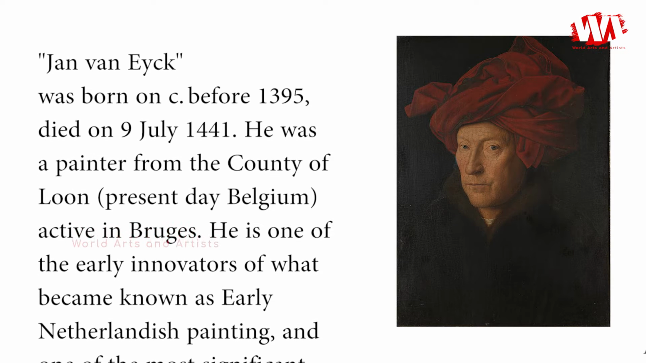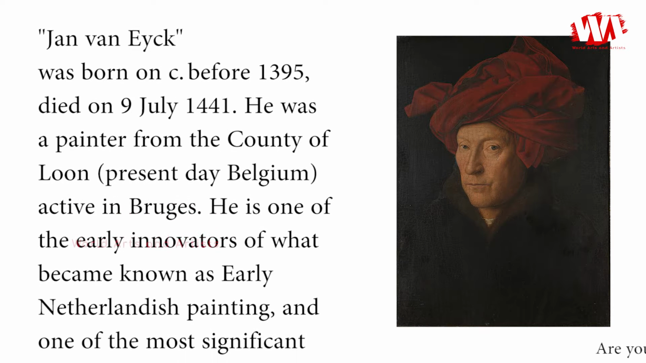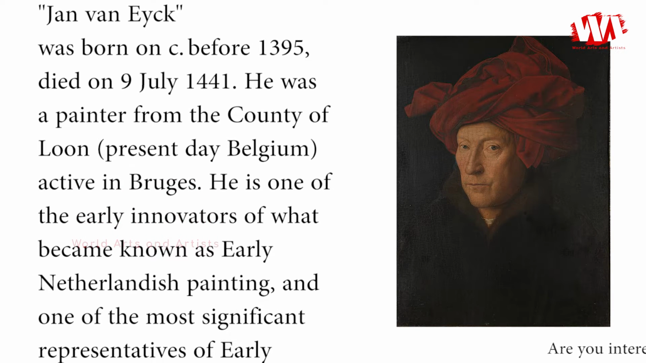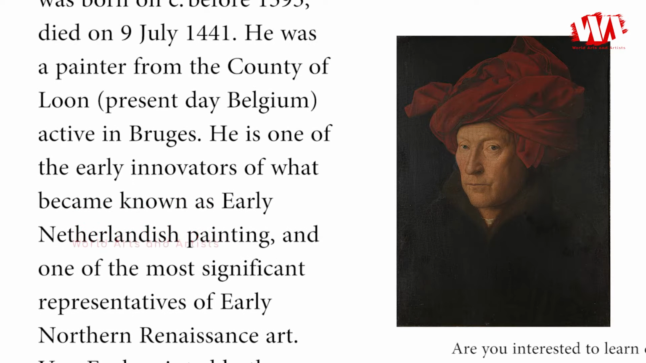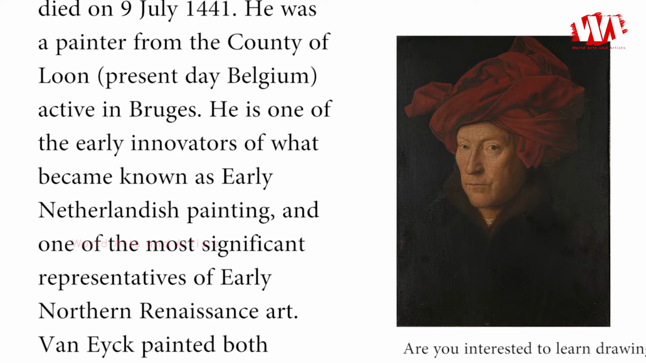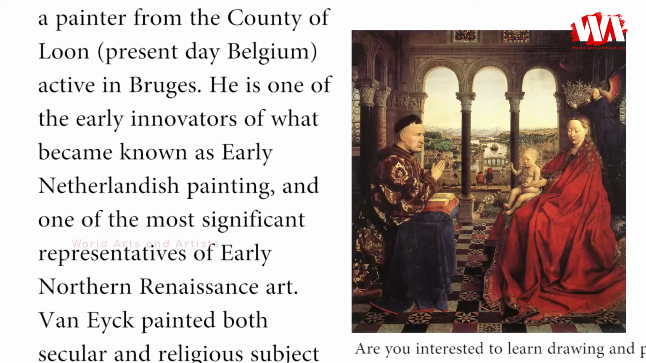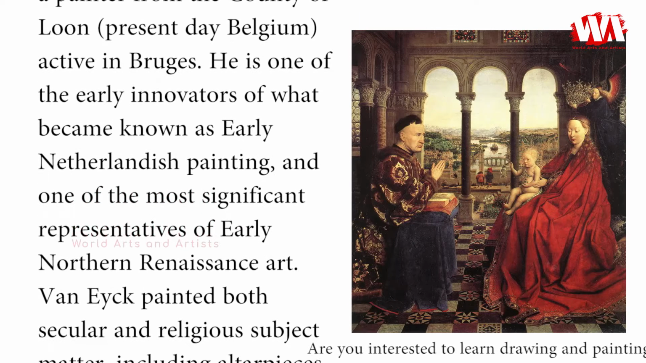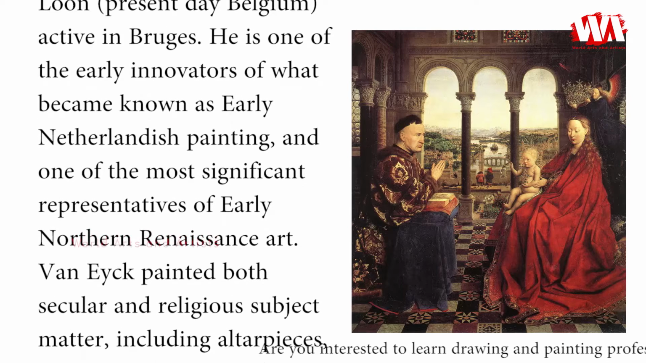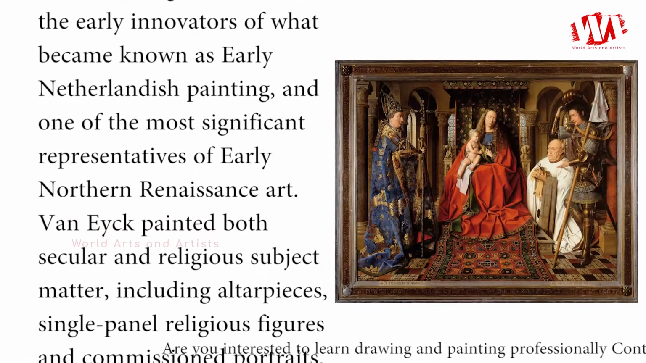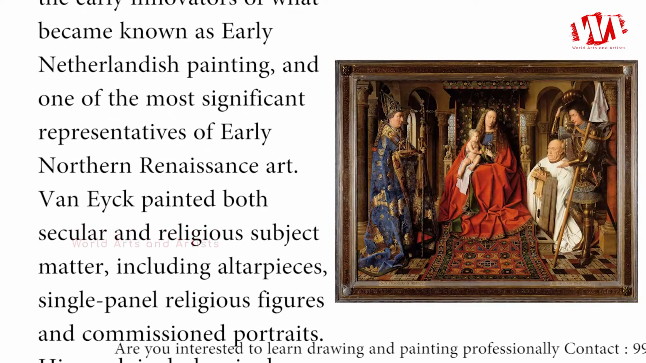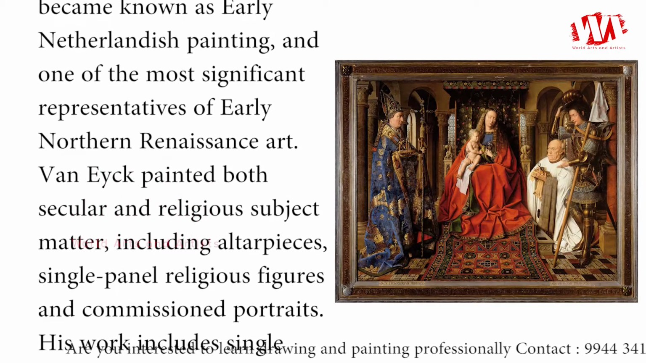Jan van Eyck was born circa 1395 and died on the 9th of July 1441. He was a painter from the County of Loon, present-day Belgium, active in Bruges. He is one of the early innovators of what became known as Early Netherlandish painting, and one of the most significant representatives of early Northern Renaissance art.